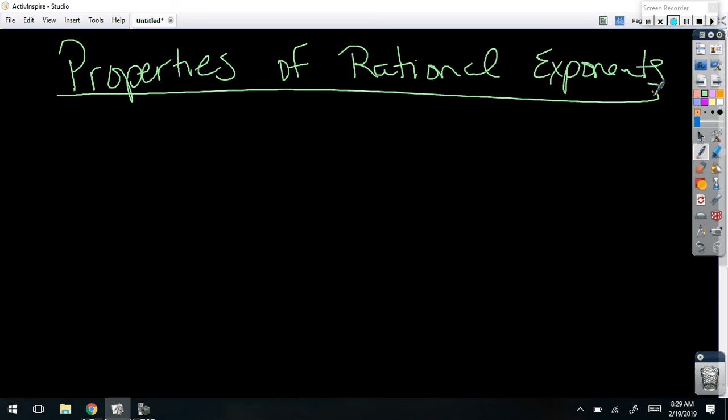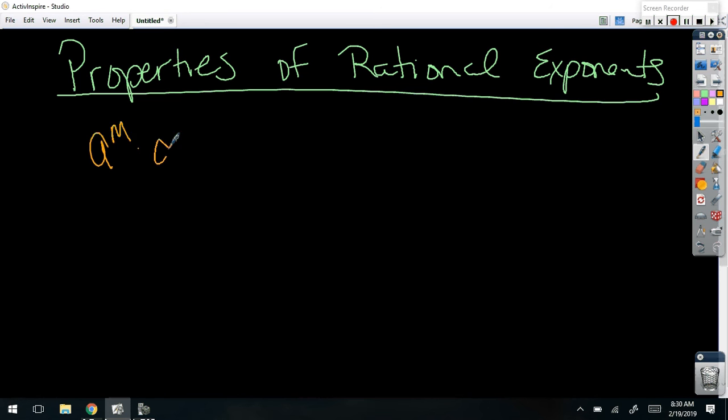First part of chapter 2. Properties of exponents. Notice this title is very similar. It's not just properties of exponents, it's properties of rational exponents. But guess what? They're the same. It's the same 7 properties. Do you remember those 7 properties?